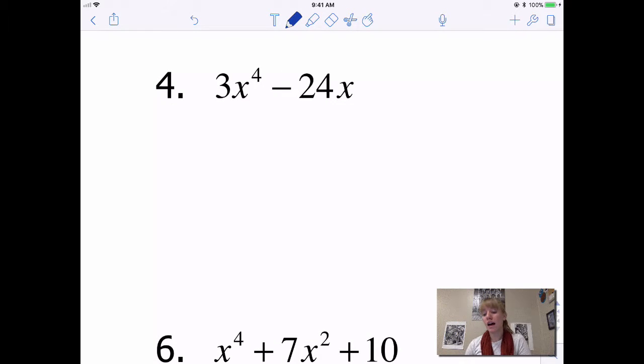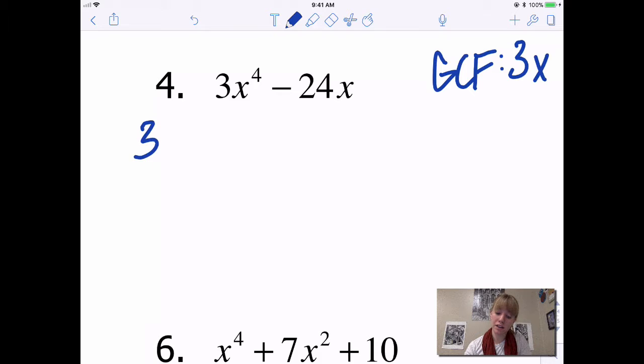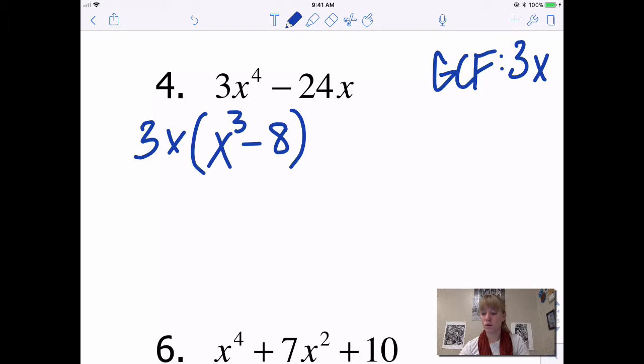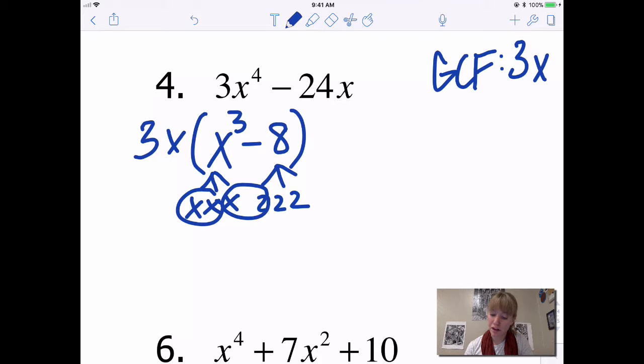Number 4, I notice here that I can always check for a GCF. So my GCF in this case is a 3 and an x. So I'll take a 3x out. And then what's left is an x to the third minus 8. Ooh, you might notice that this is a difference of 2 cubes just from the last video. So I can write x, x, x, and 8 is a 2, 2, 2. Circle some pairs.